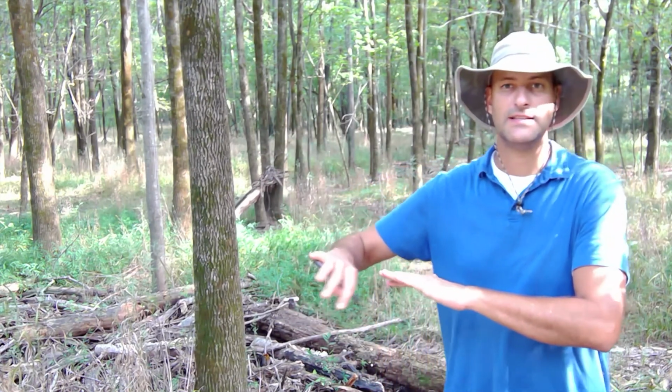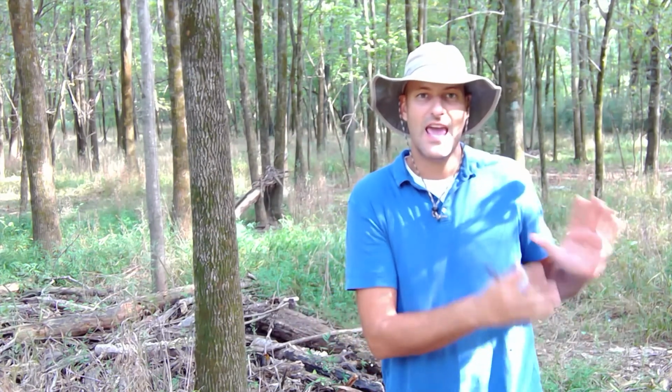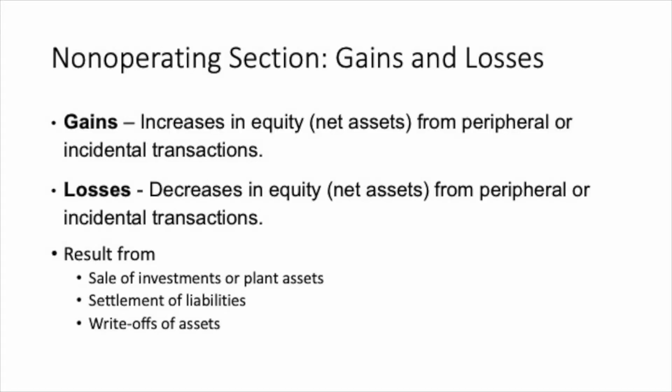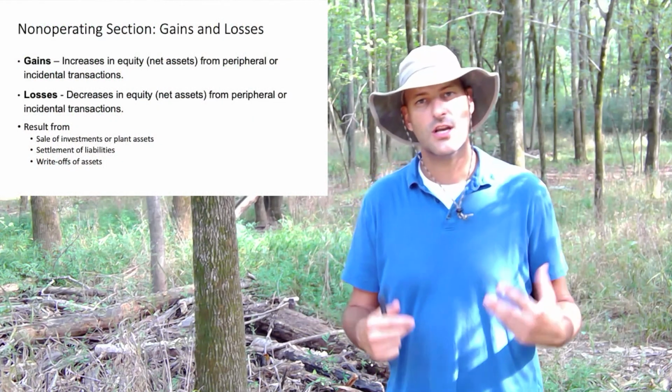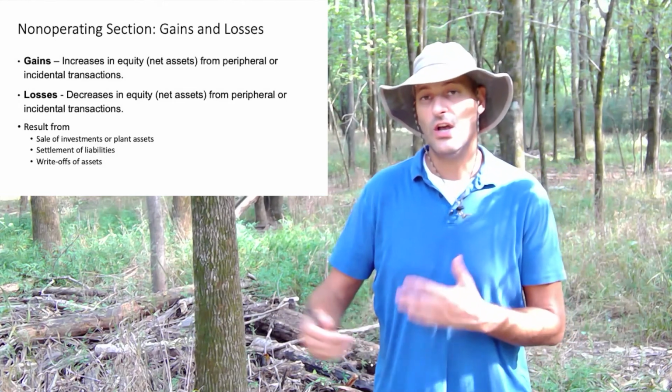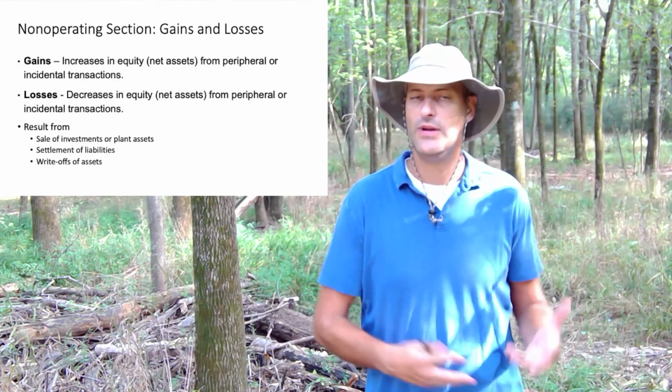Now, on the flip side, we have revenues and expenses, which are from basically the company's main operations, and then we have gains and losses. These are basically everything else. So gains are increases in equity or net assets from peripheral or incidental transactions, and losses are just the opposite, decreases in equity or net assets from peripheral or incidental transactions. So gains and losses. This is the case where that construction company sells a bulldozer. If it sells it for more than what it's carrying it on its books for, it's going to have a gain. It's not revenue, it's a gain.